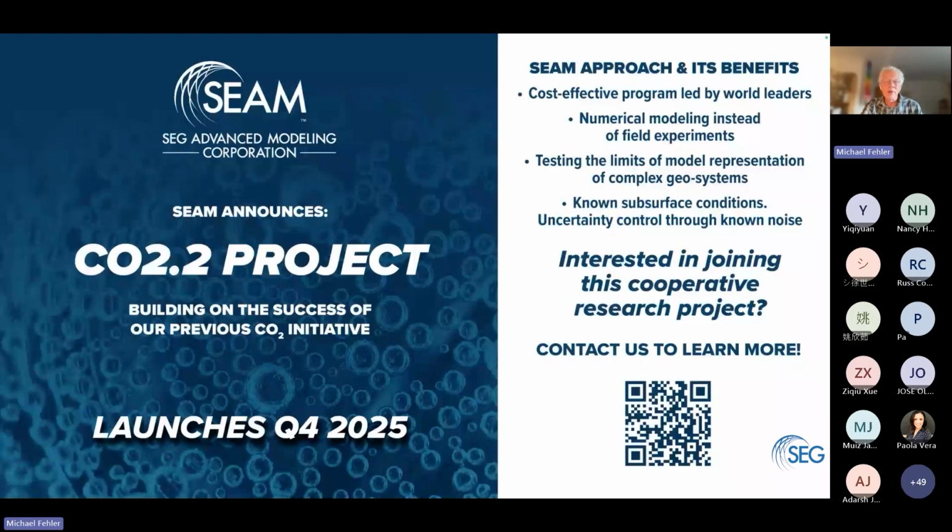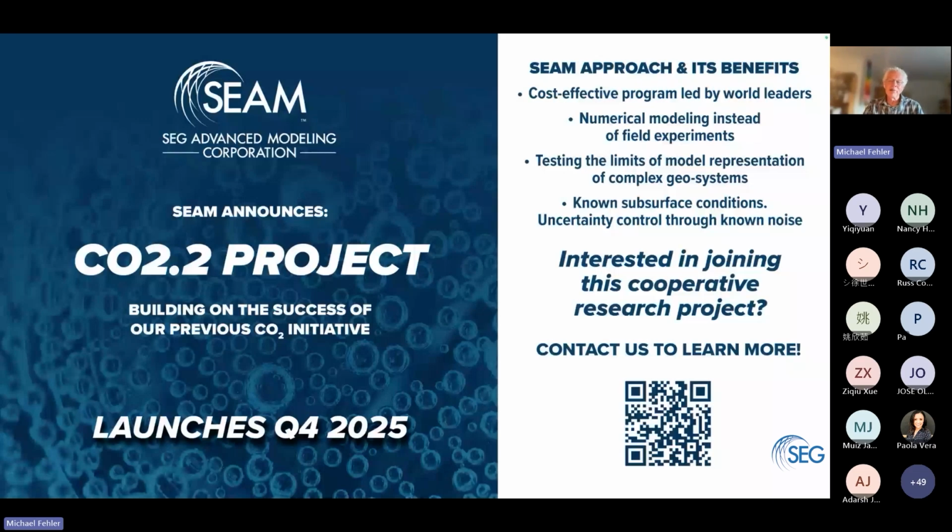We're hoping that this project will launch in the fall. The current project is going to end at the end of September, and we would like to have the next project ready to go. So this QR code will take you to information about the project.